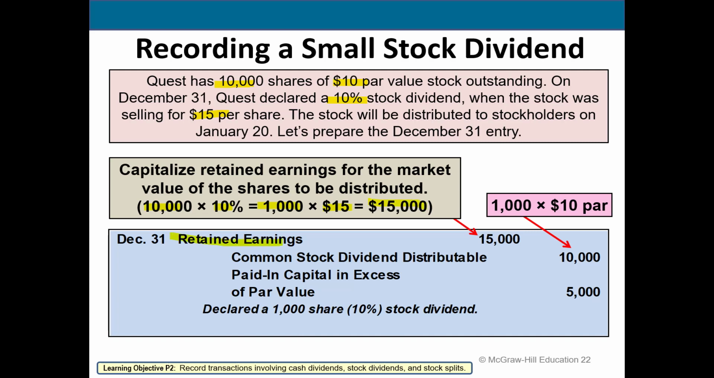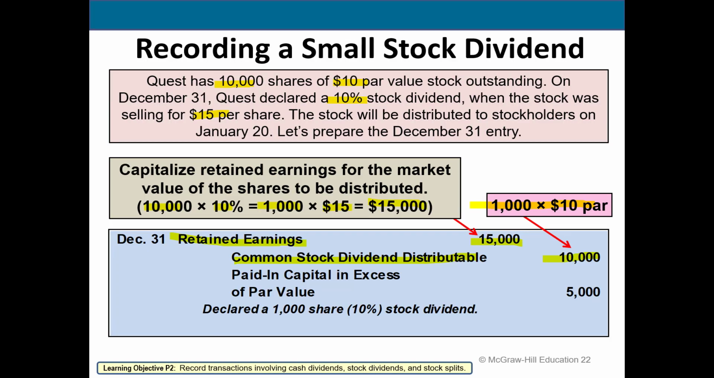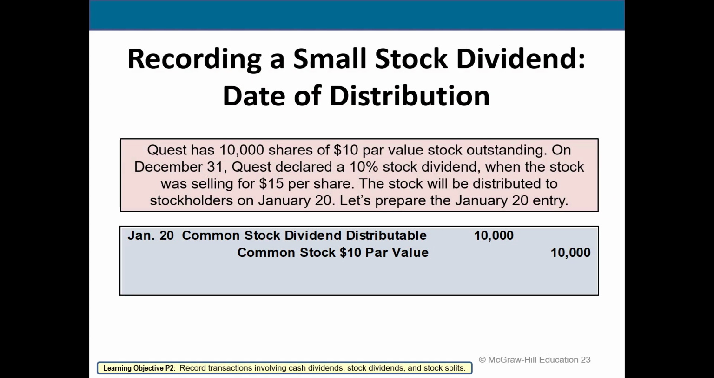So we debit retained earnings for that amount. We credit the common stock dividend distributable for the par value. So 1,000 times 10, which is 10,000, and the difference goes into the paid in capital in excess account. When the stock dividend is distributed, we reduce that distributable account, so we get a zero balance in that account, and we put the amount into the common stock account.